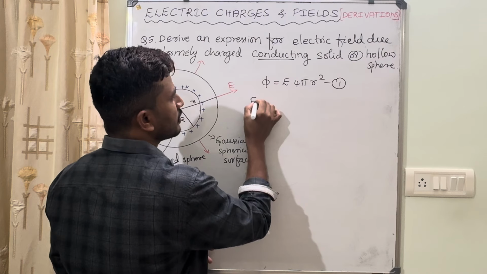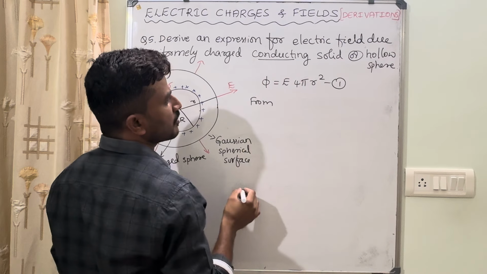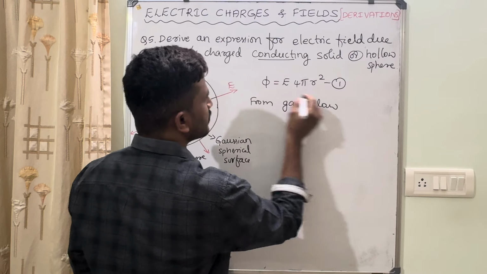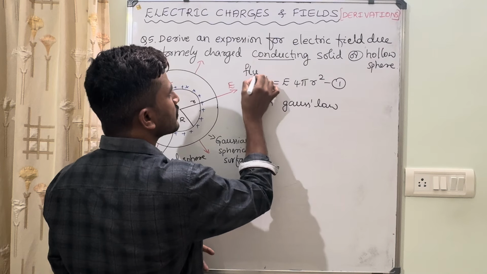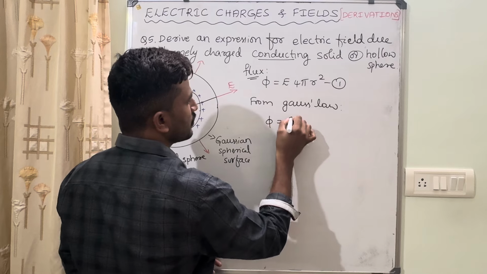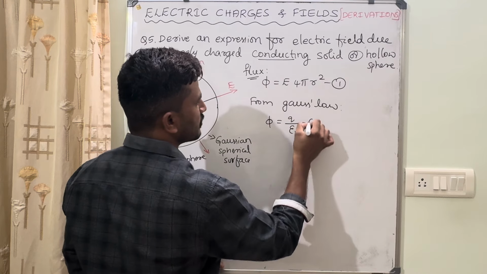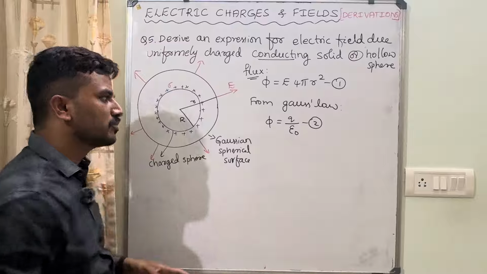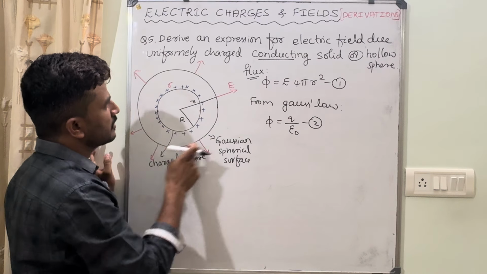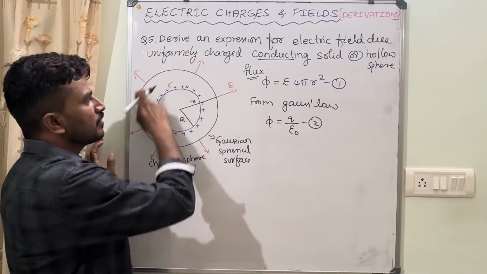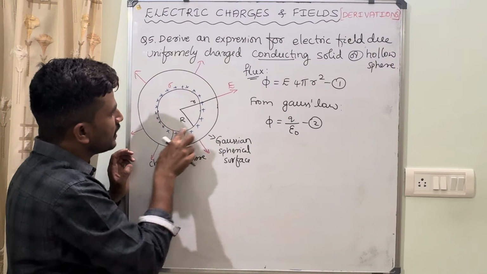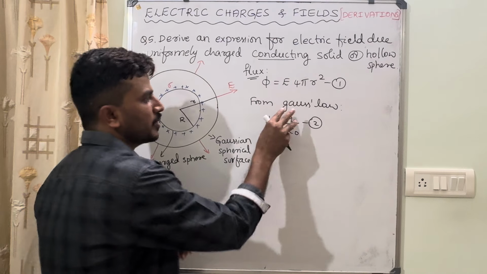Then from Gauss law, this is flux through the Gaussian surface. From Gauss law we have flux is equal to charge enclosed divided by epsilon naught. What is the total charge enclosed? That is sigma into this area, not this area. This 4 pi r square is the surface area of the Gaussian surface, but Q is sigma into this area, 4 pi capital R square. So that's why I will keep it as it is.